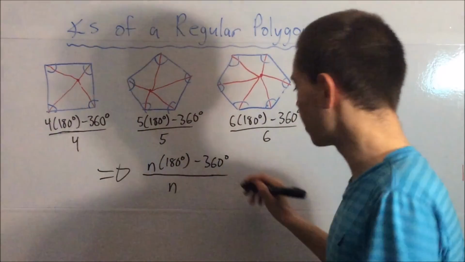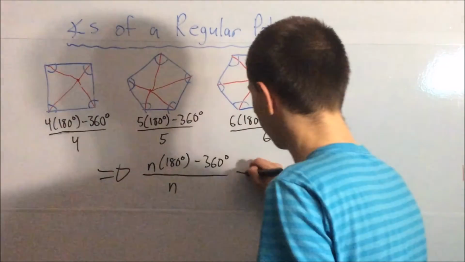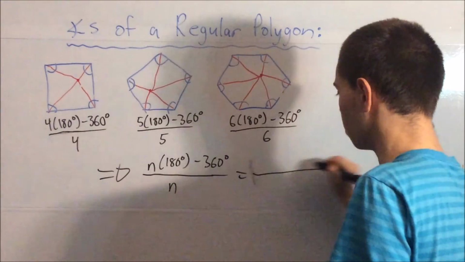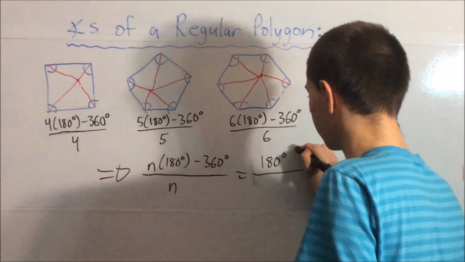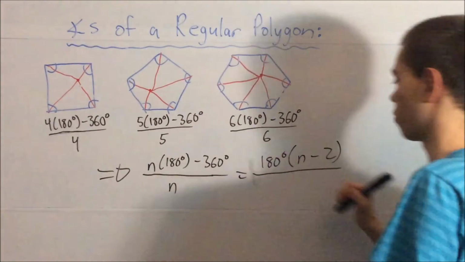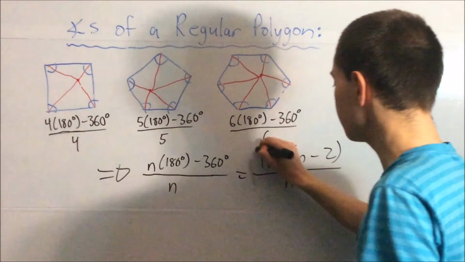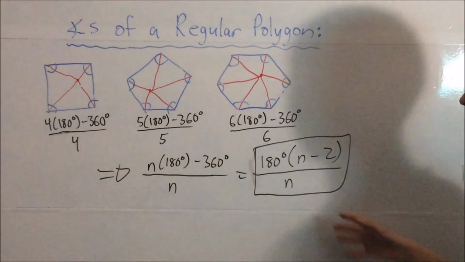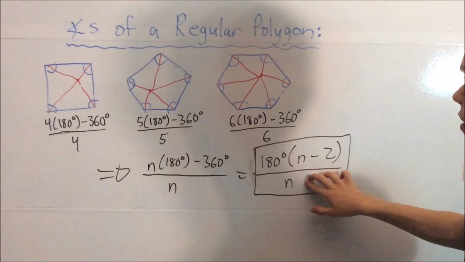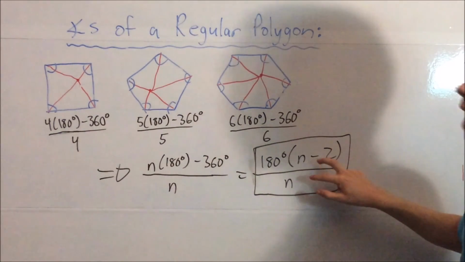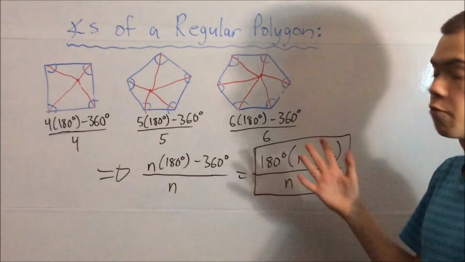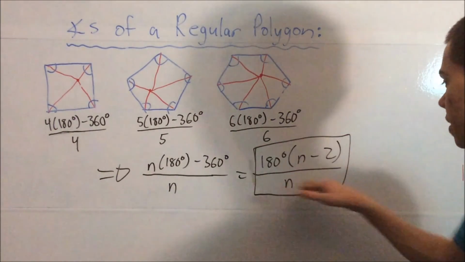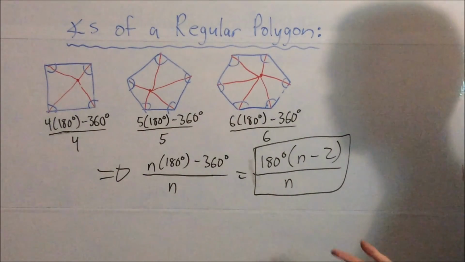What many people like to do is factor out the 180 degrees at the top. Technically, I could say it's equal to 180 degrees times (n minus 2), all divided by n. They like to use this expression to figure out the measure of one of those angles. Given the number of sides in a regular polygon, you can figure out the measure of one of those angles by using that expression. And that is it.